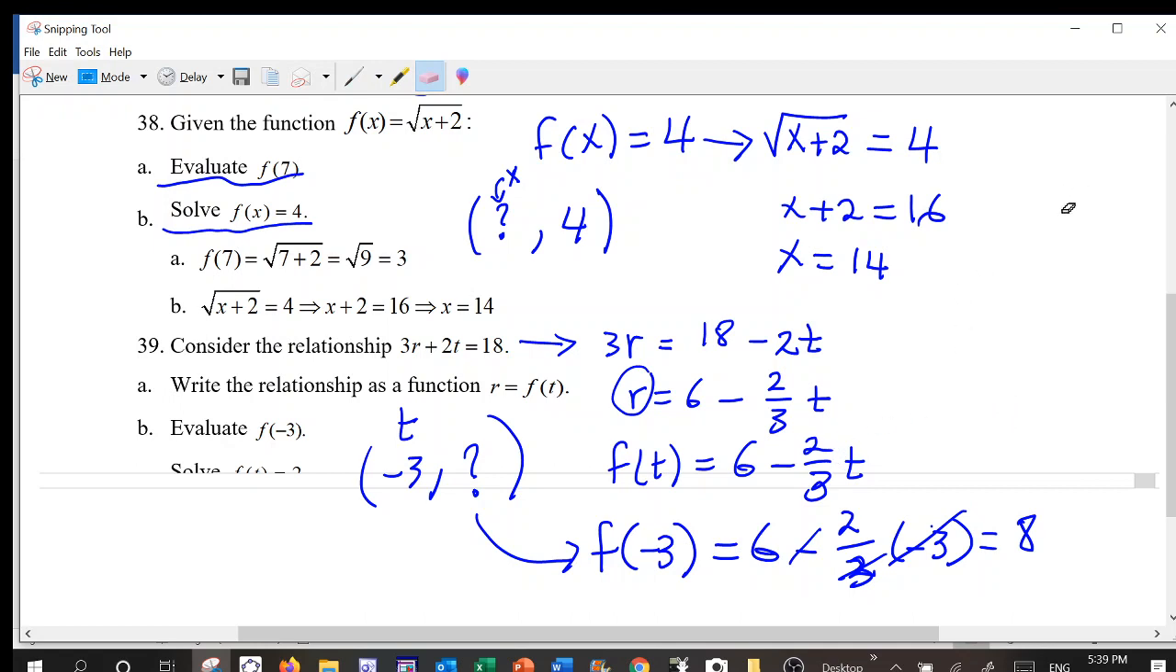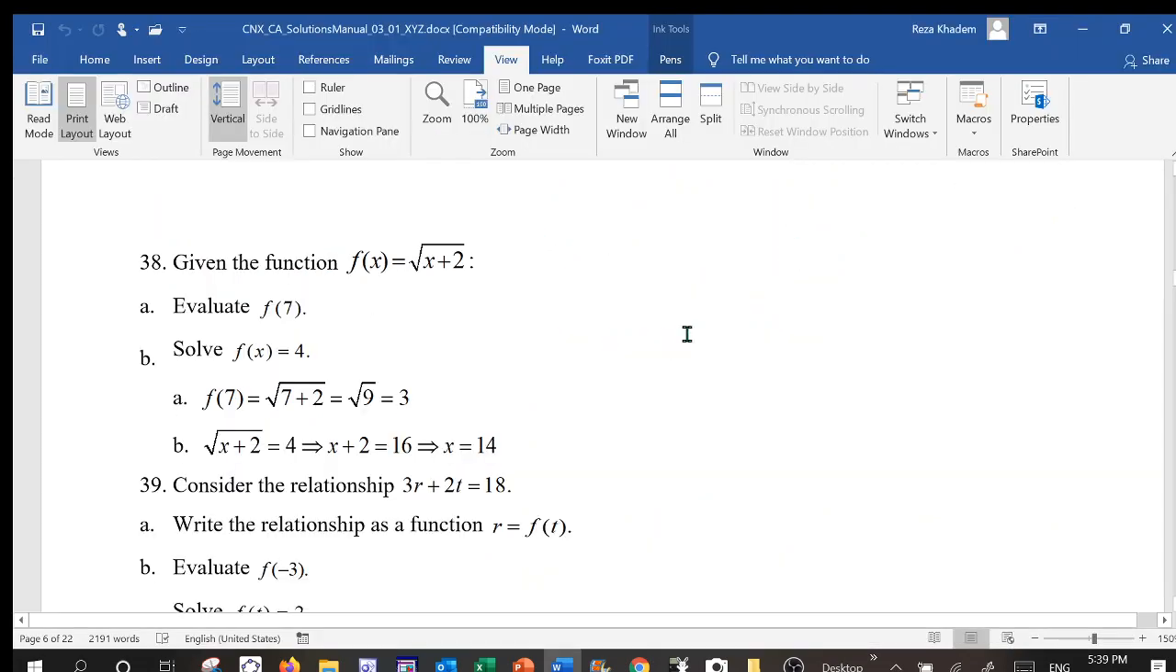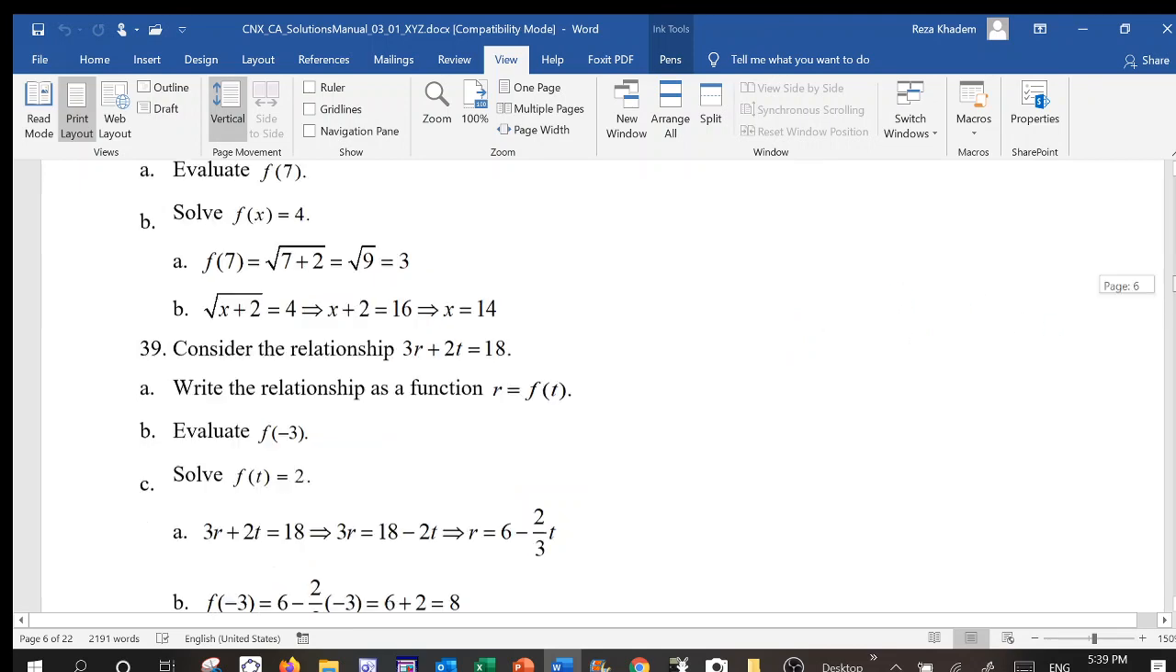All right, so that's number 39. Let's do a few more from this section, and then we are done with it. Let's do also number 40 and 41.